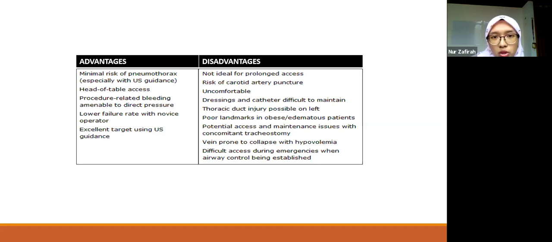And then the disadvantages of the internal jugular vein approach: it is not ideal for prolonged access. There is risk of carotid artery puncture if not inserted properly. It is very uncomfortable for the patient because it is around the neck and the face. Dressings and catheter are difficult to maintain. There can be possible thoracic duct injury if done on the left side. There are poor landmarks in obese or edematous patients, and potential access and maintenance issues with concomitant tracheostomy. The internal jugular vein is prone to collapse if the patient is hypovolemic. And it is difficult to access during emergency when airway control is needed. So it is complicated around the neck area.